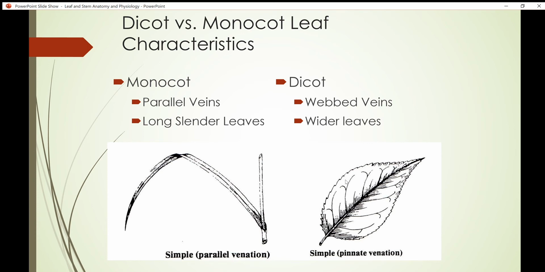We talked about leaf venation when you were in the 8th grade when we did our nursery landscape unit and you learned how to identify all the trees. A lot of the plants we covered, almost all of them, if they are a tree, they're a dicot. So they had some sort of webbed venation. Grasses or monocots are the only ones that have truly parallel veins.